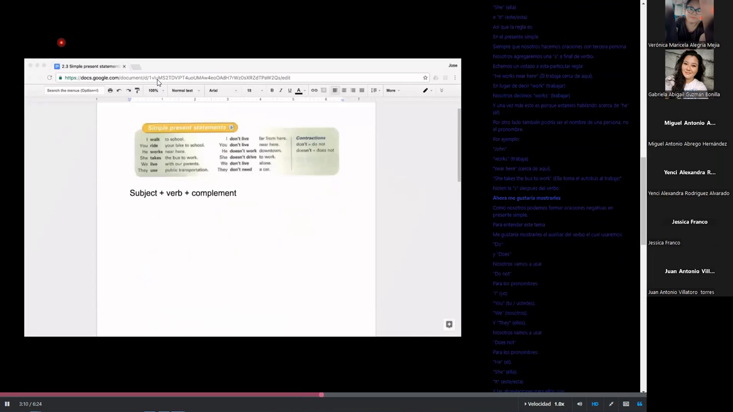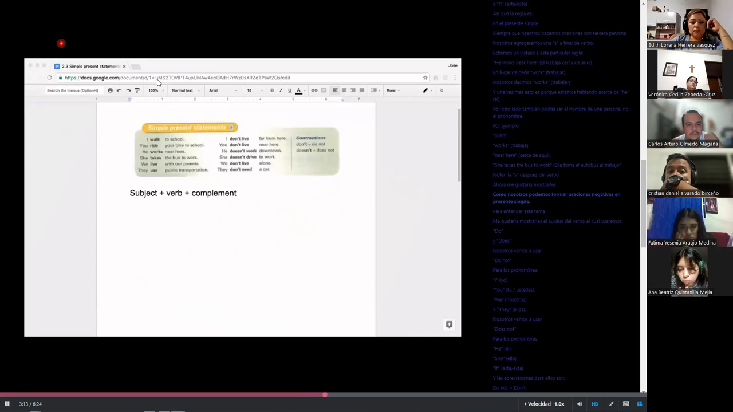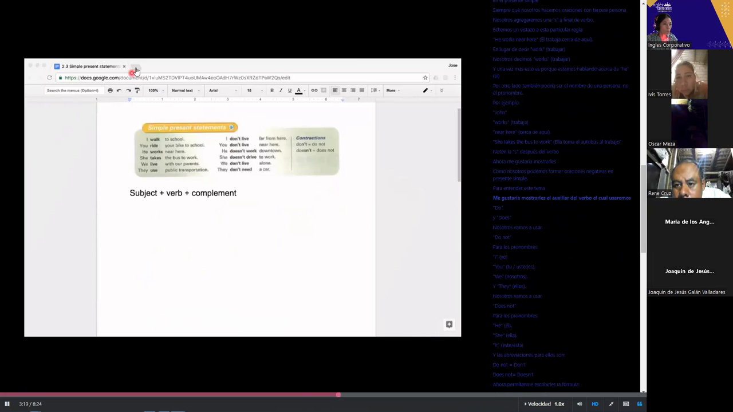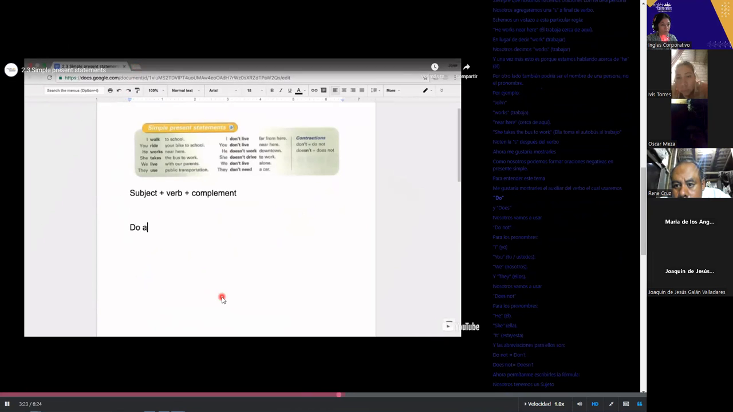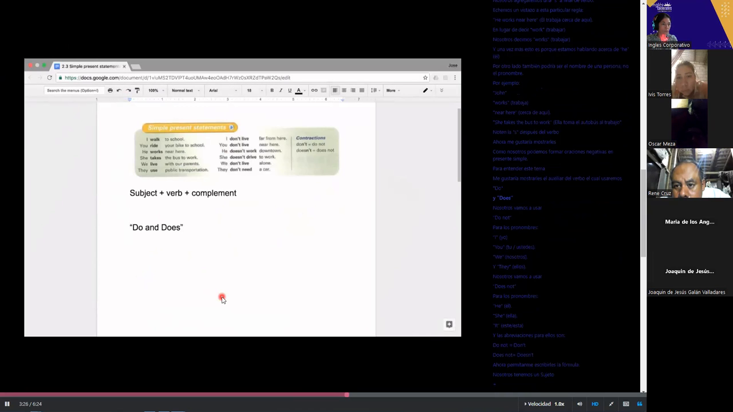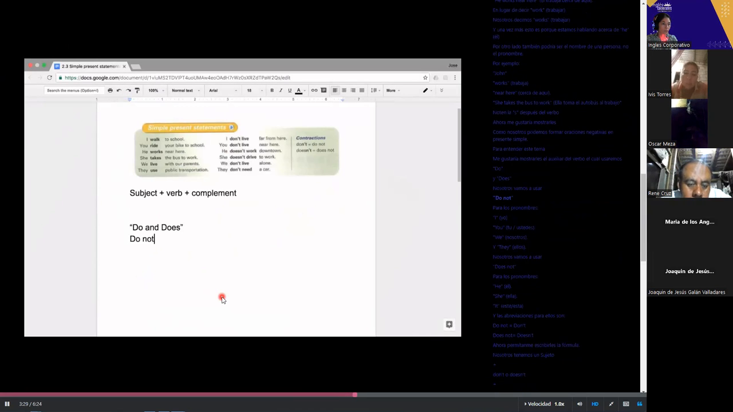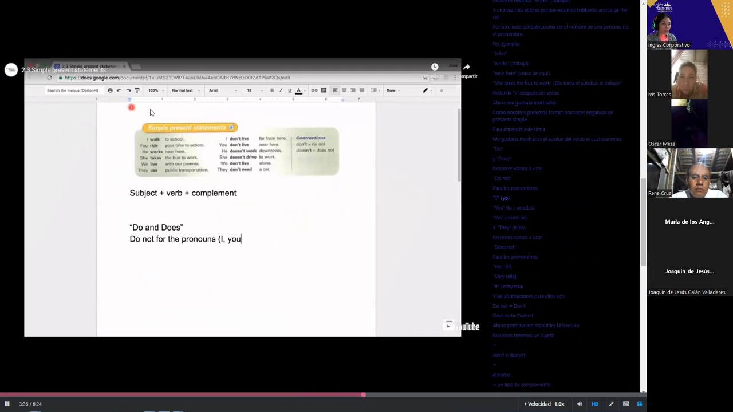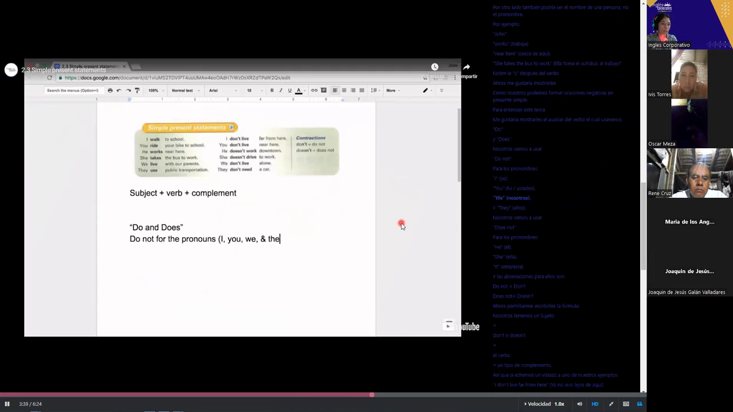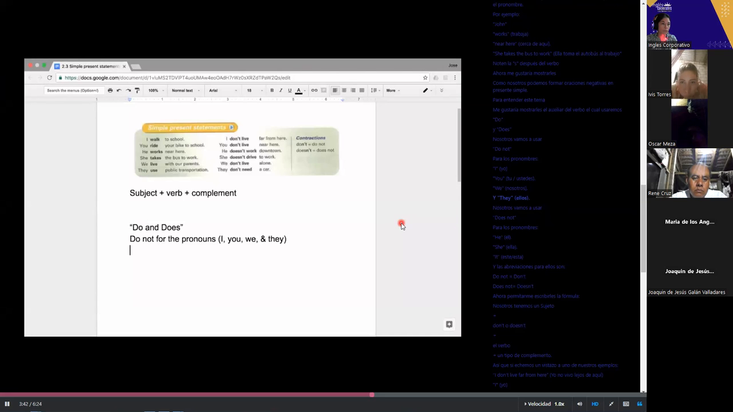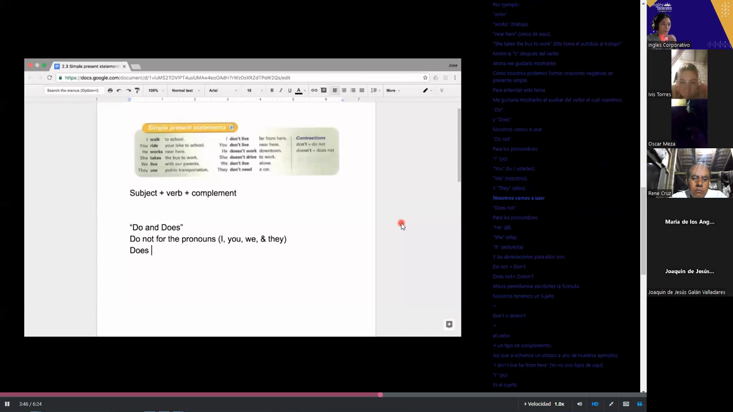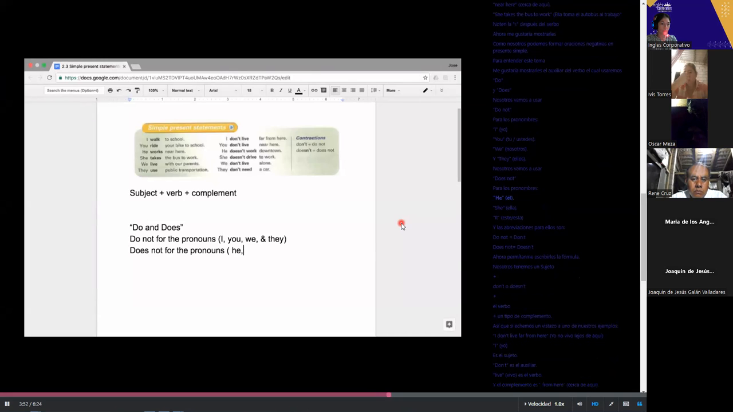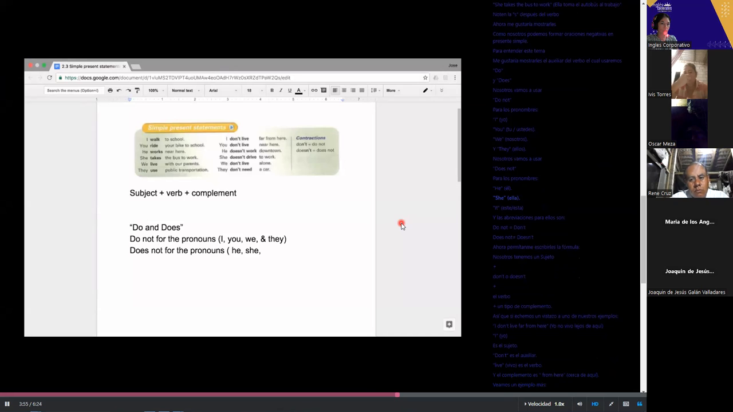Now, I would like to show you how we can form negative statements in the simple present. In order to understand this topic, I would like to show you the auxiliary verbs which we will use. Do and does. We're going to use do not for the pronouns I, you, we, and they. We're going to use does not for the pronouns he, she, and it.